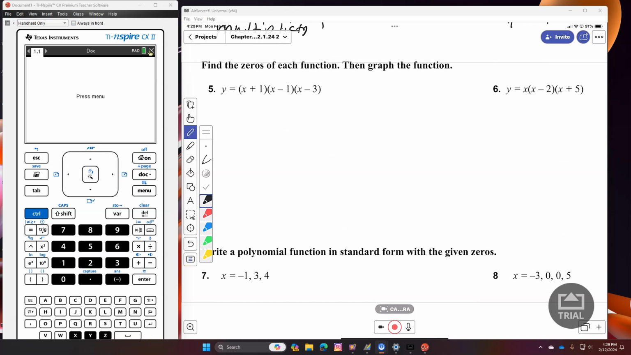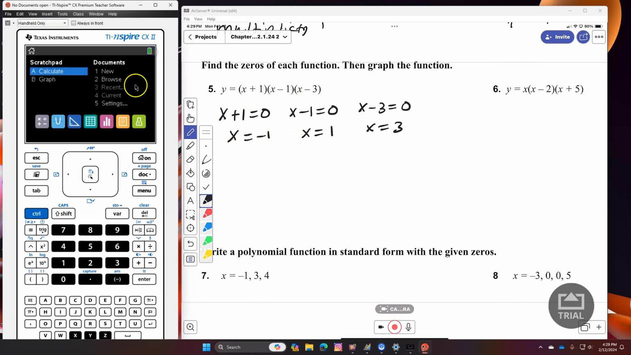Find the zeros of each function, then graph the function. So to find the zeros, we set each factor equal to 0. So we have x plus 1 equals 0, x minus 1 equals 0, x minus 3 equals 0. So x equals negative 1, x equals 1, and x equals 3. And I hope you can see the relationship between the factors and the zeros.